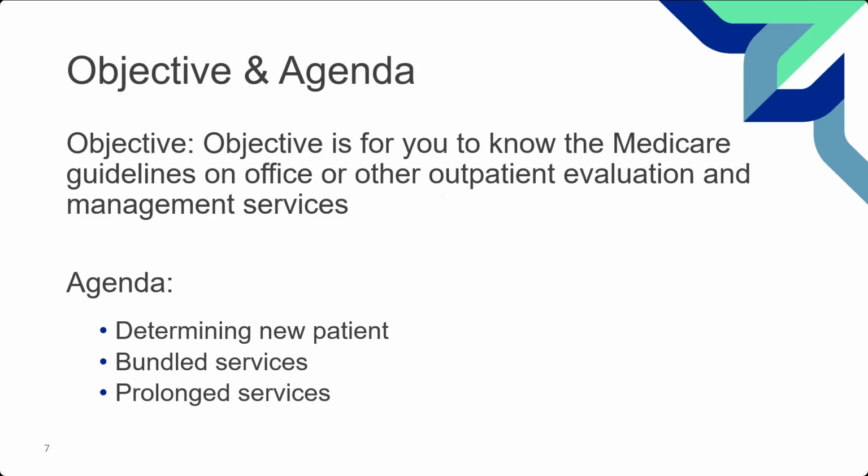So what are we going to include in that? We are going to talk about how you're going to determine if your patient is a new patient or an established patient. We are going to touch on how to identify bundled services. We're also going to talk about prolonged services, and included in that, I am going to provide an overview of the add-on complexity code G2211.